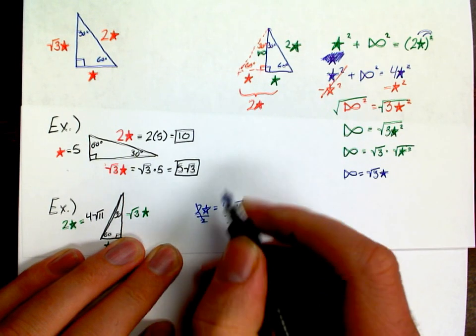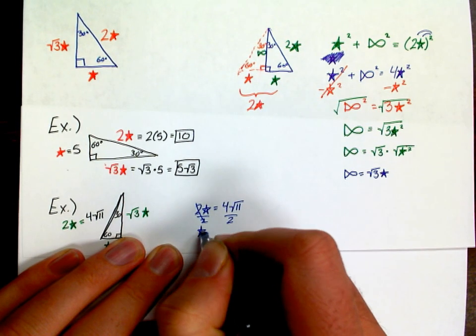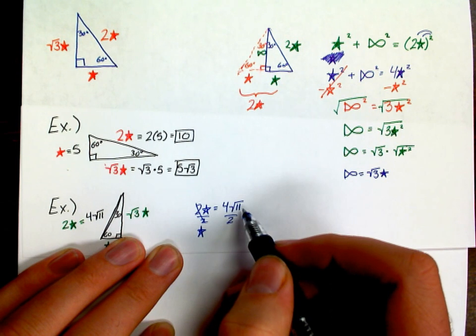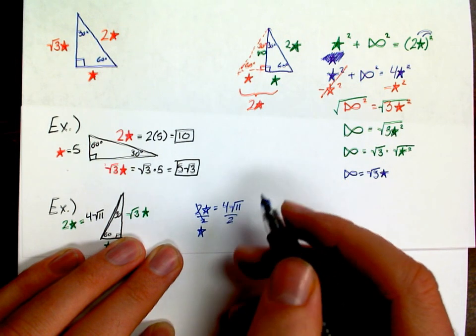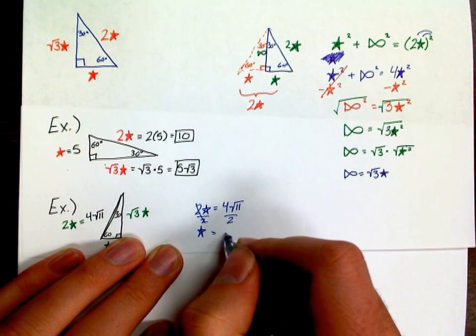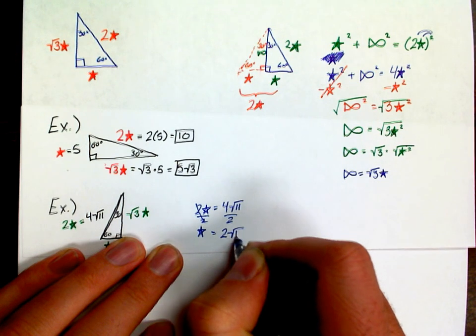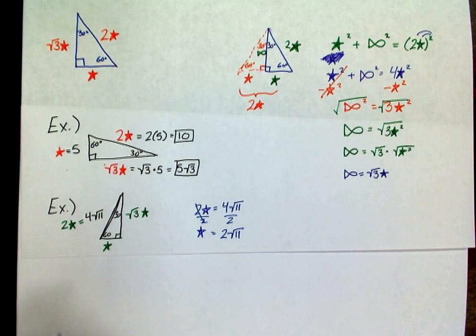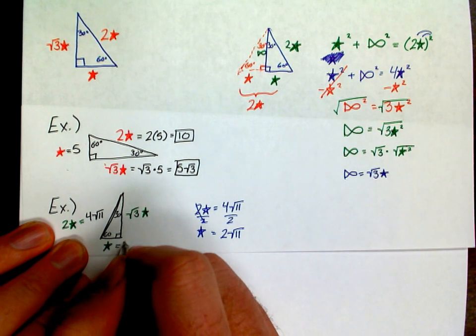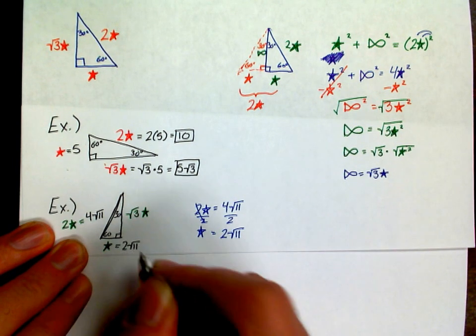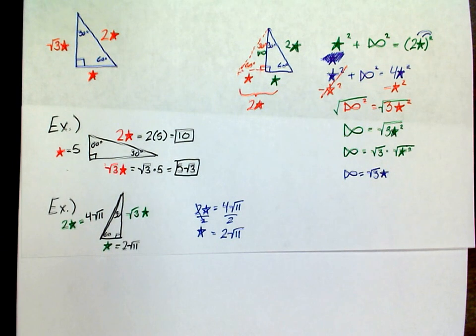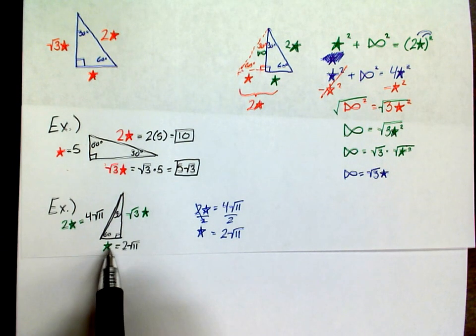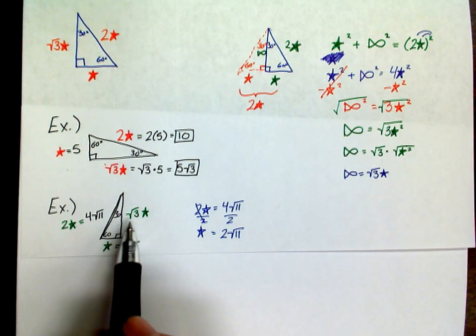And when we have this situation, we're just going to divide the whole number parts. So 4 divided by 2 is 2, so I get 2 square roots of 11. Cool, that's one of my sides. Alright, that's star. 2 square roots of 11. And then the last piece is to take whatever star is and multiply it by the square root of 3 to get that third side.